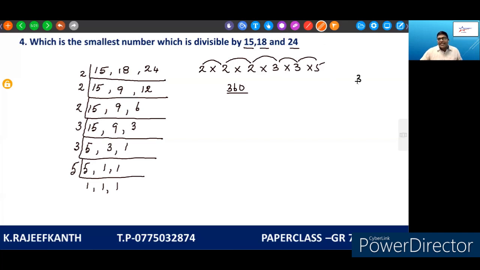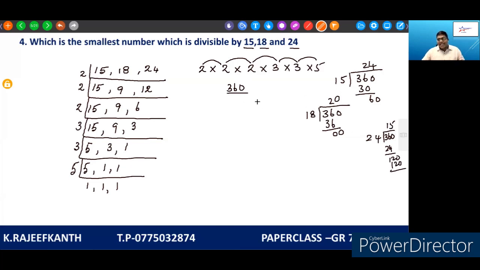Here we can check it. 360 divided by 15: 2 times 15, 30, balance 6. Then 60, there are 4. Then 360 divided by 18: 2 times 18, 36, balance 0. In 0, there is 0. Then 360 divided by 24: 24, balance 12. 120, there are 5. Then 120. So we can divide this 360 by 15, 24 and 18.